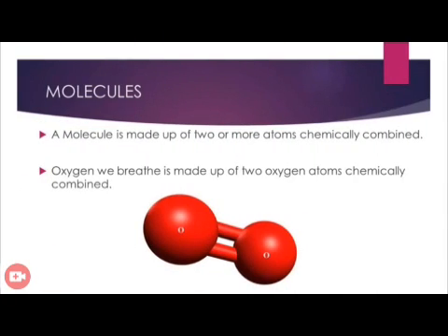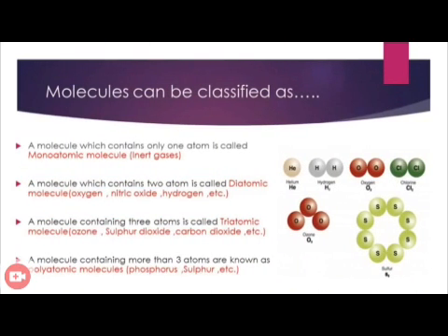Next one, molecule. A molecule is made up of two or more atoms chemically combined. Here an example, oxygen. An oxygen molecule contains two atoms of oxygen chemically combined. So the oxygen we breathe is made up of two oxygen atoms chemically combined. Some of the classification of molecules. Molecules can be classified into three categories.